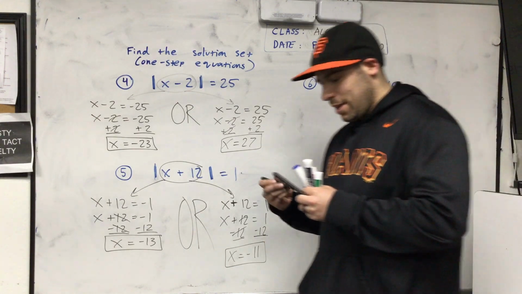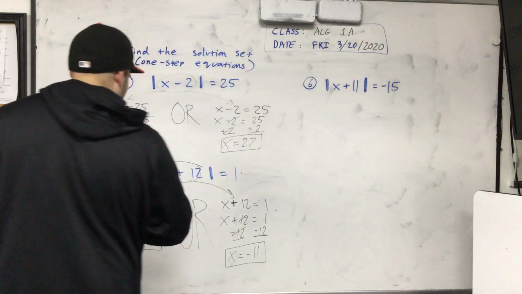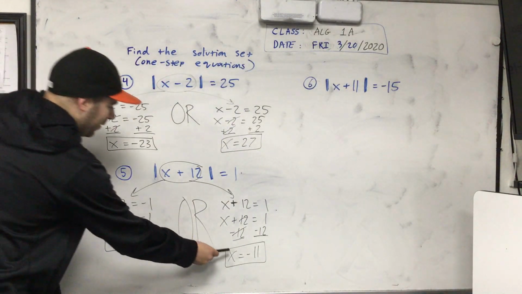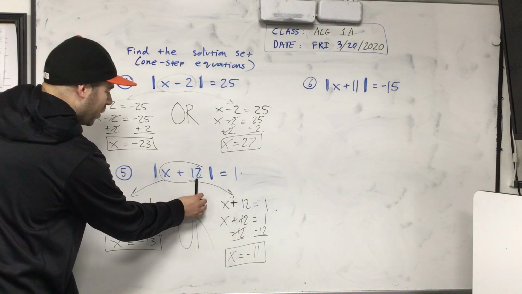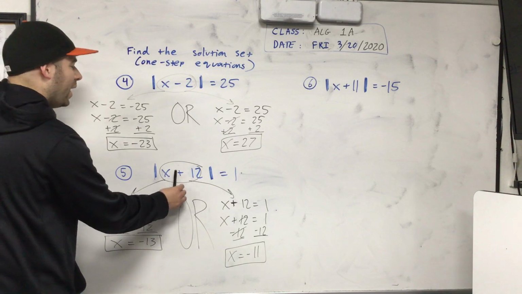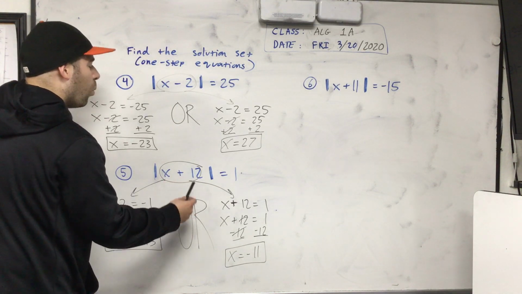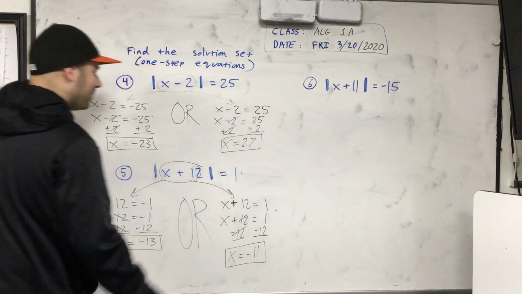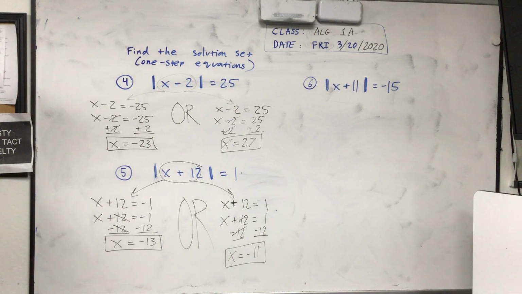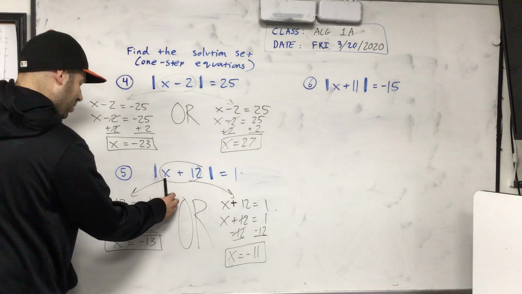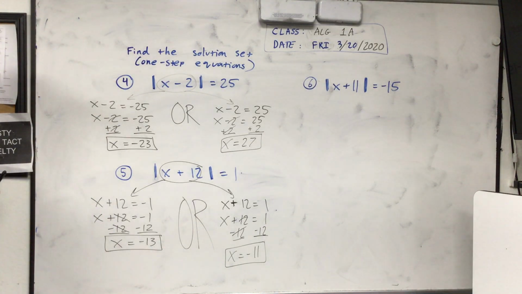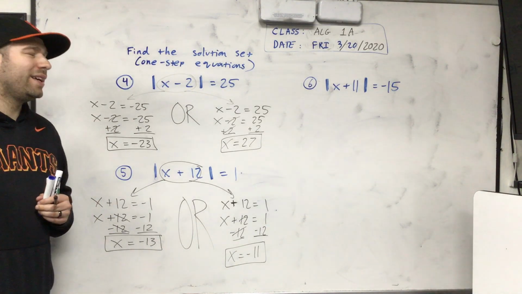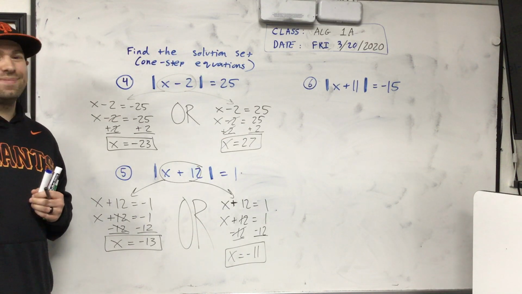I'm going to plug in both solutions to check my work. Negative 11 plus 12 is positive 1, and the absolute value of 1 is 1. Check the other one just to make sure. Negative 13 plus 12 is negative 1, but the absolute value of negative 1 is in fact 1.